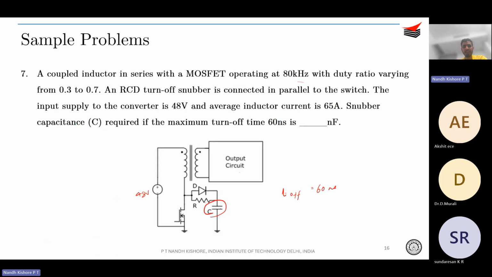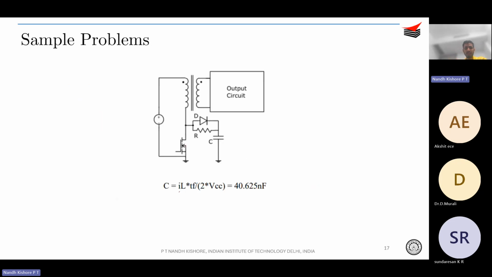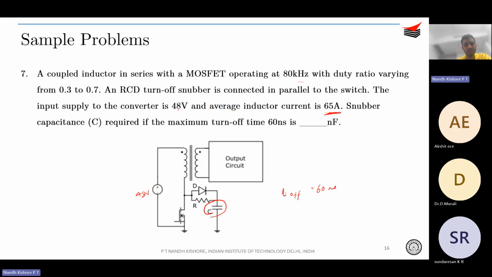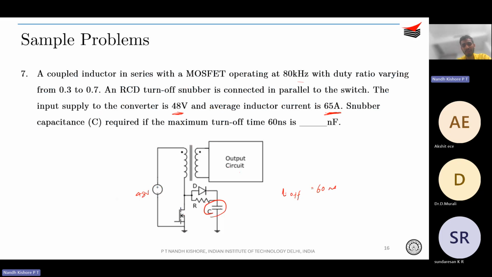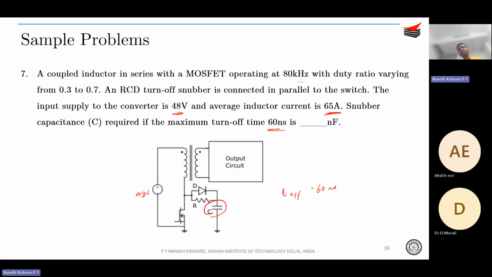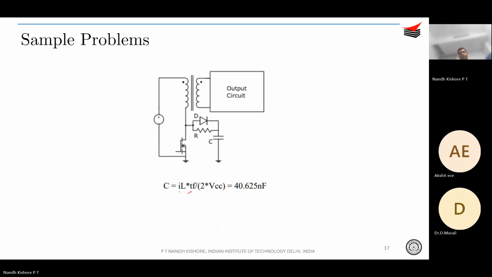IL is given as 65 amperes. That is your IL, right? And your VCC is nothing but 48 volts. That is your VIN. Okay, and TF is also given as 60 nanoseconds. So from that you can compute what is C. It's a direct relation, I guess.